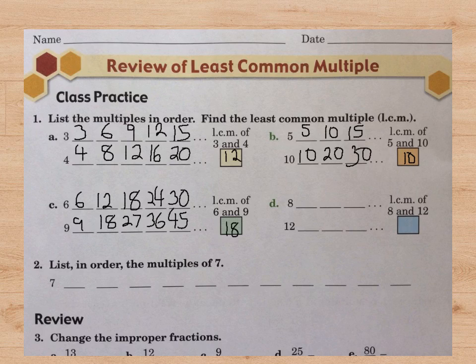D, multiples of 8 are 8, 16, 24. Multiples of 12 are 12, 24, 36. And so our LCM, our lowest common multiple, would be 24. Because we have a 24 here and a 24 here.